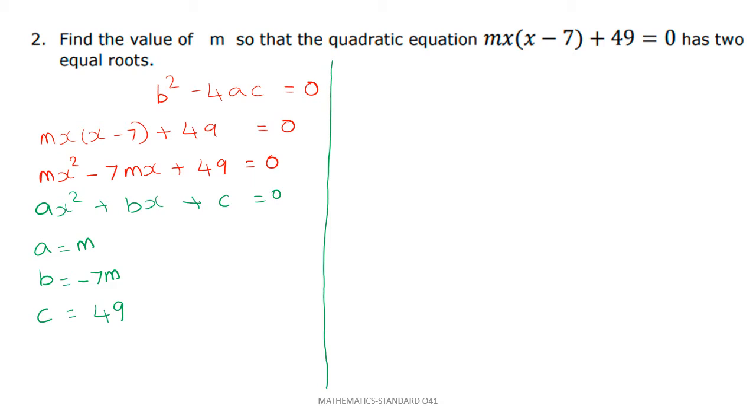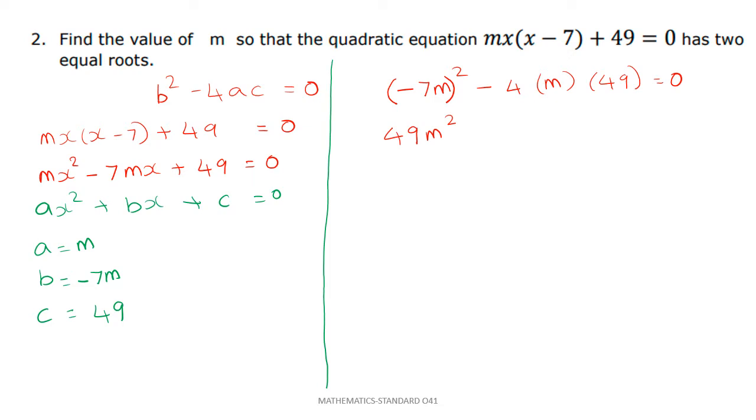B squared is minus 7m squared, minus 4, A is m and C is 49. Did I make any mistake in this step, children? Can you help me find my mistake? Yes, see, the minus should always be inside the bracket. If you are not writing this bracket, then you are going to get the wrong answer for sure. Minus 7 the whole square will give you plus 49. If you are not keeping the bracket, you will write minus 49, so you will get the wrong answer.